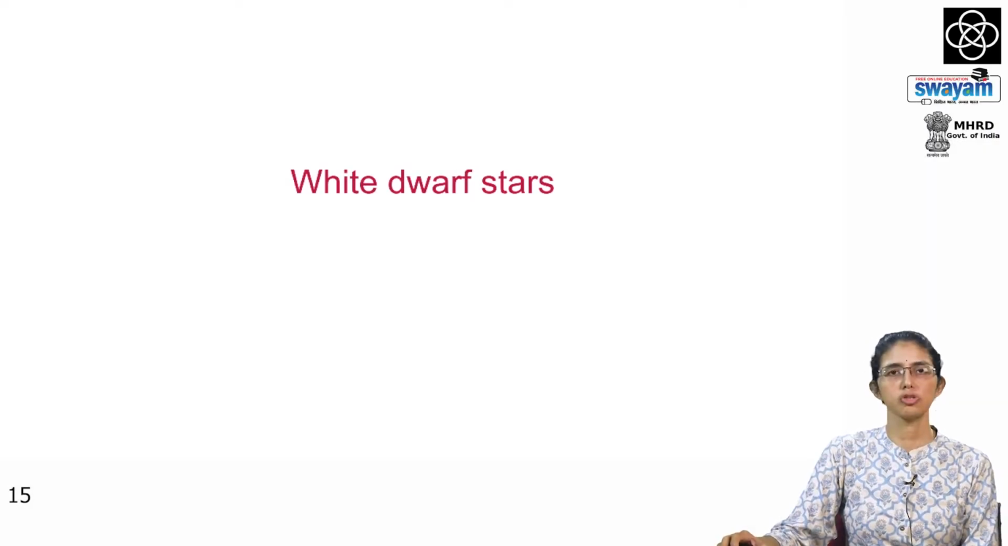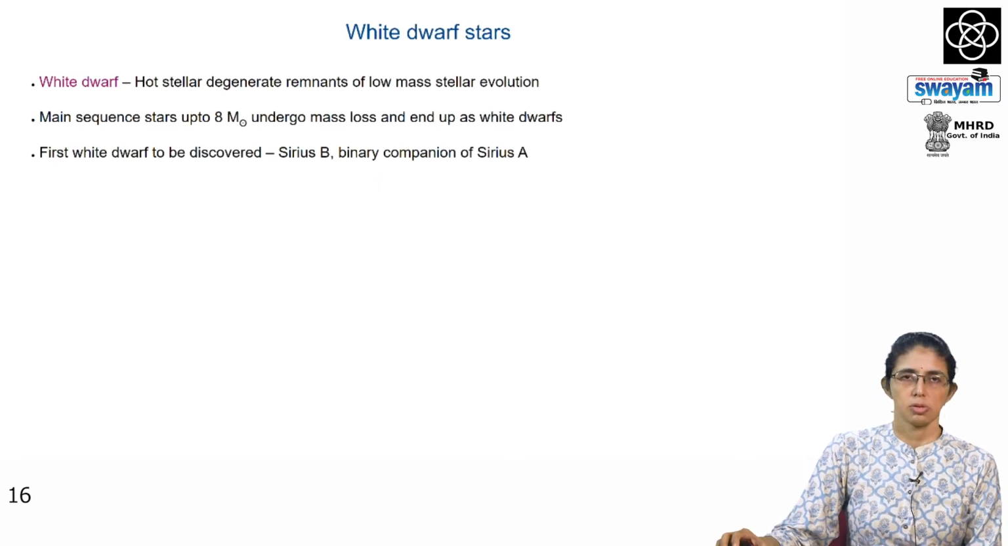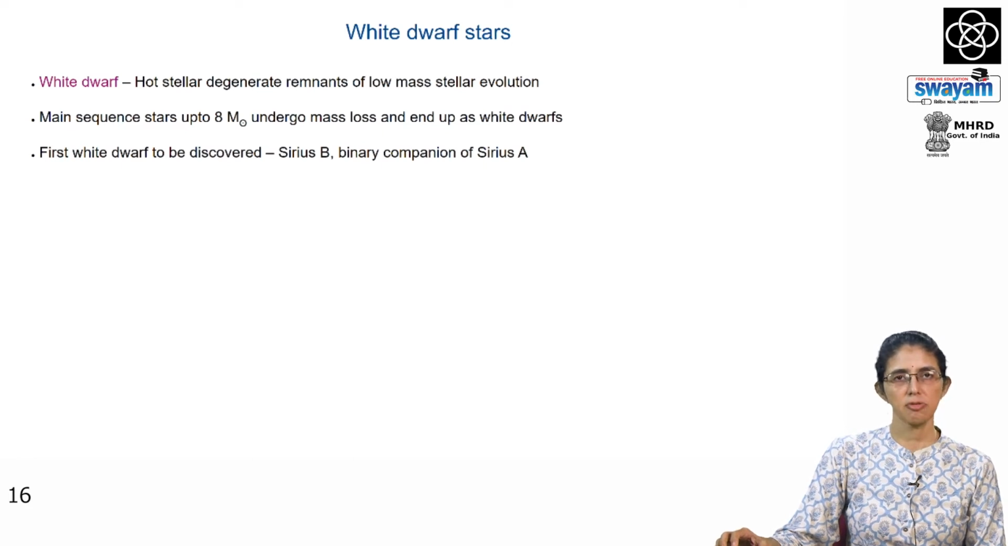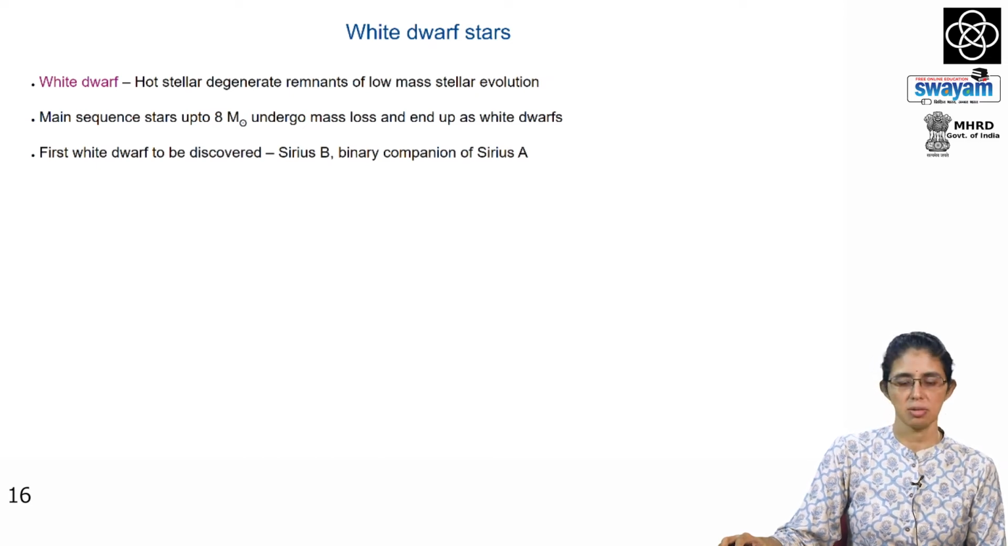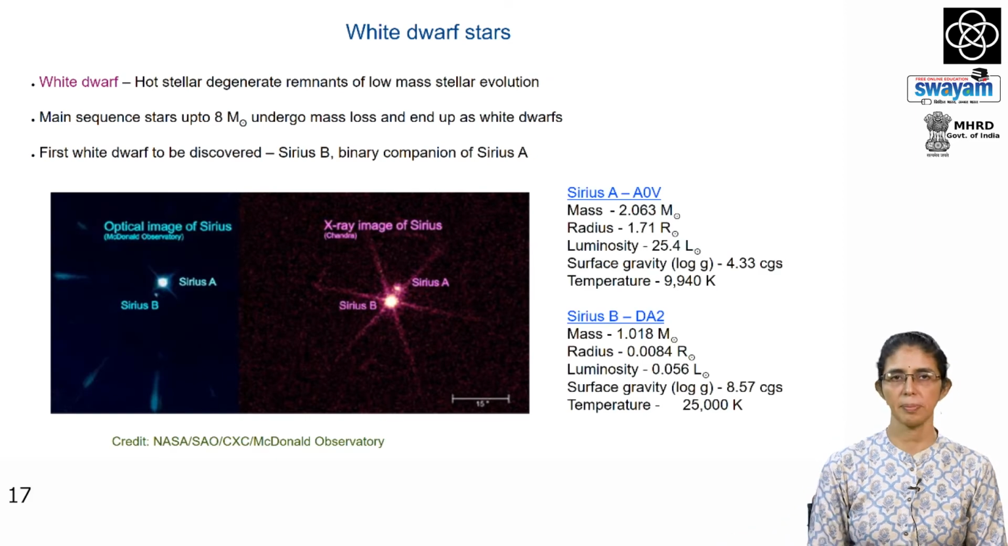We next move on to trying to understand white dwarf stars. So, what are white dwarf stars? These are hot stellar degenerate remnants of low mass as well as intermediate mass stellar evolution. Main sequence stars of mass up to 8 solar masses generally undergo mass loss and end up as white dwarf stars, and the first white dwarf star to be discovered was Sirius B, which is the companion of Sirius A. The panel here shows the images of Sirius A and B.